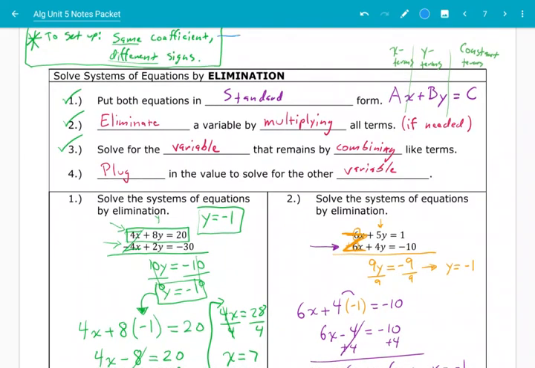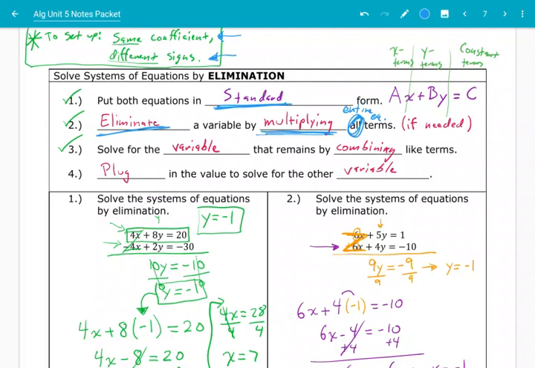To set it up, you want the same coefficient, different signs. Okay, so you put both equations in standard form. Then you eliminate one of the variables by multiplying all the terms, just like we did on the other side. Multiply by a negative if you need to. Remember, you're multiplying all the terms, even across the equal sign. You're multiplying the entire equation.